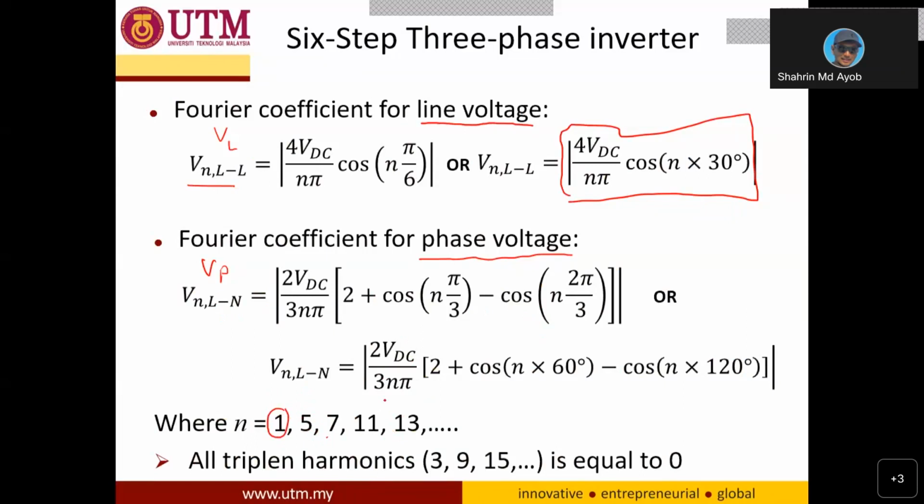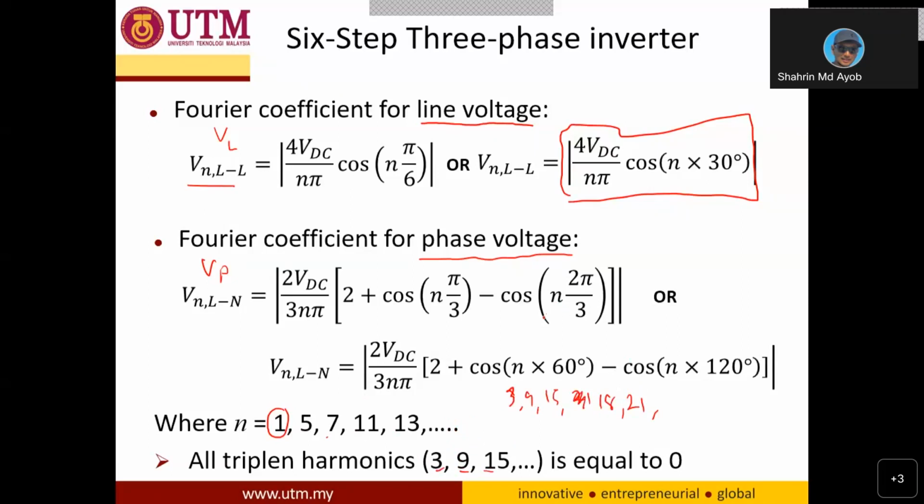As you can see, these are all odd numbers, but all triplen harmonics, which are the multiples of 3, are missing. So 3, 9, 15, 21, 18... anything that is a triplen, a factor of 3, will be 0.